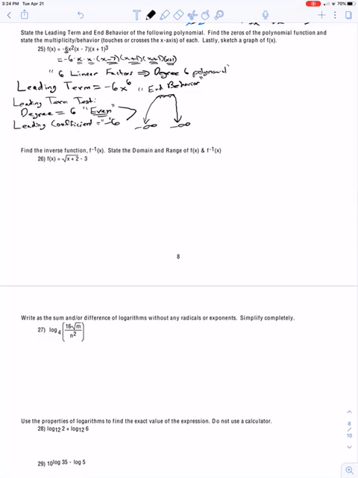If it's an odd degree, they go opposite directions. One goes up, one goes down. Positive coefficient, it's left tail down, right tail up. And if it's negative, left tail up, right tail down. But if they're even, they both go up if it's a positive coefficient, and both go down if it's negative.